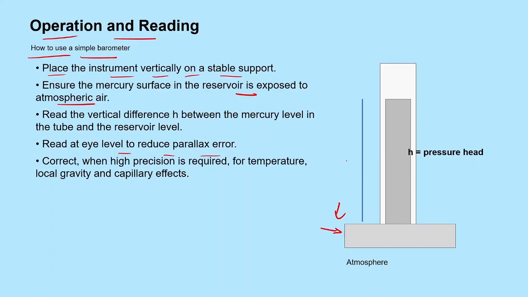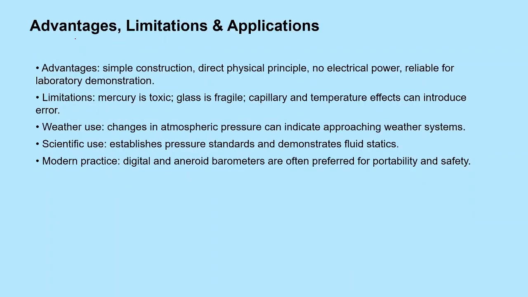Suppose the reading is here, so you have to see parallel to it, not from the upside or the downside, to reduce the parallax error. Correct when high precision is required for temperature, local gravity, and capillary effect. What are its advantages, limitations, and applications?